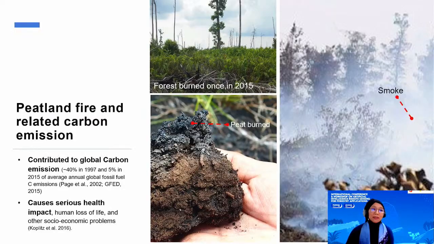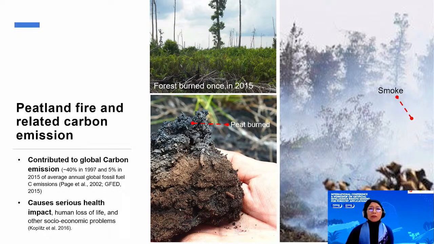Next slide, please. Once peatland has burned, the sources of emissions do not come only from destroying the peat or the above-ground biomass, but also the part I mentioned earlier.